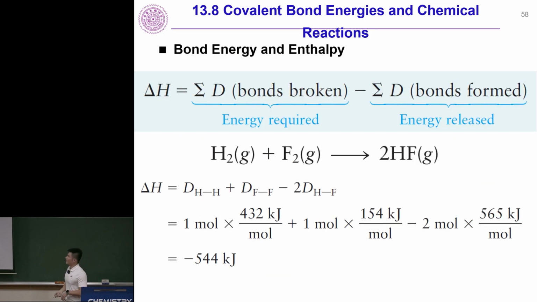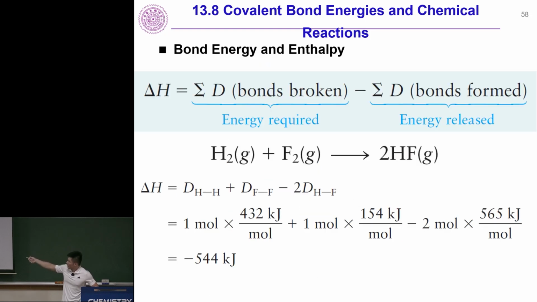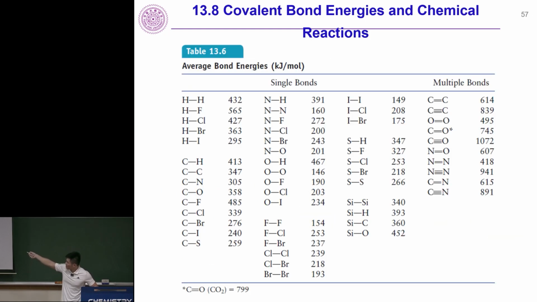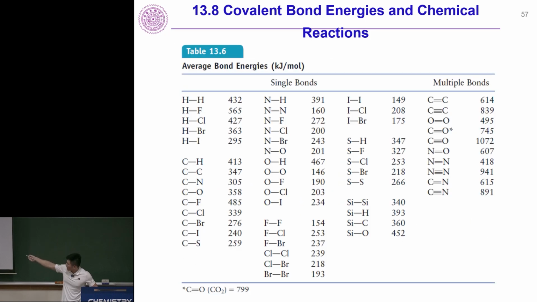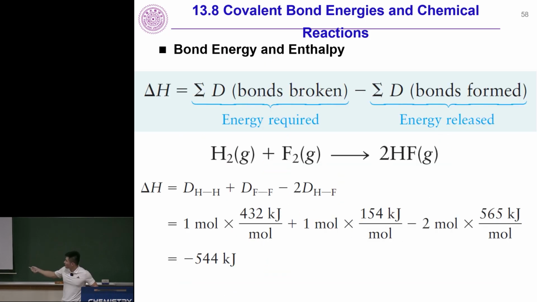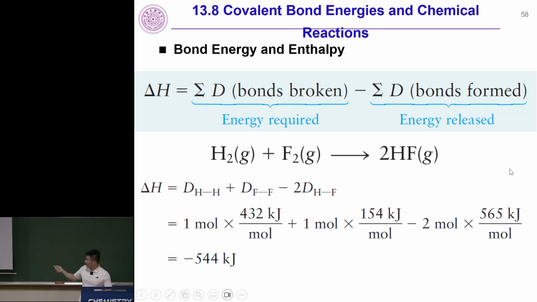And lastly, you can write out the sum of the bonds broken and the sum of the bonds formed by reading the table here. You are breaking the H-H and F-F bonds, so H-H energy here, F-F energy here, and you are forming 2 H-F bonds, so H-F energy here, twice that. Then you can write down that the enthalpy of formation for this reaction is minus 544 kJ, just by reading out of the table here and getting the stoichiometry correct.